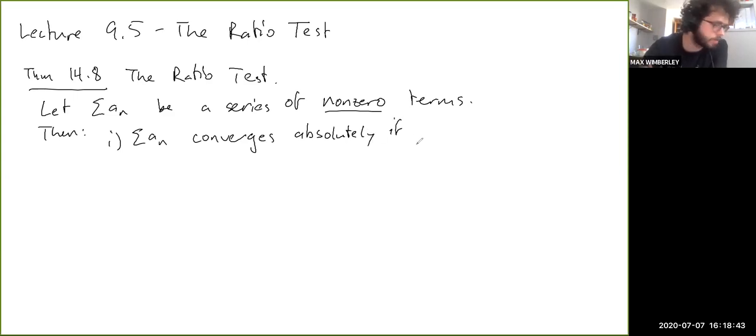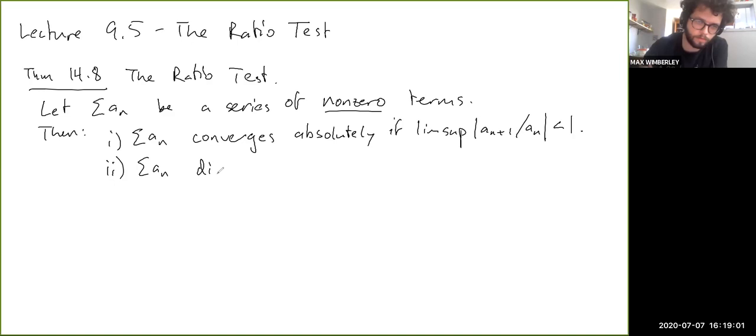If the lim sup of a_(n+1) over a_n is less than 1, and the series a_n diverges if the lim sup, or sorry, not the lim sup, the lim inf of a_(n+1) over a_n is greater than 1.